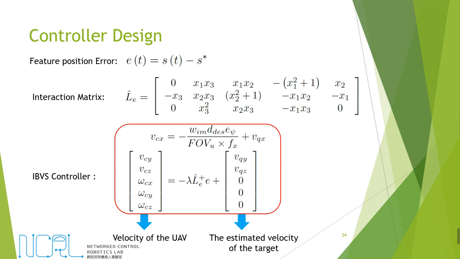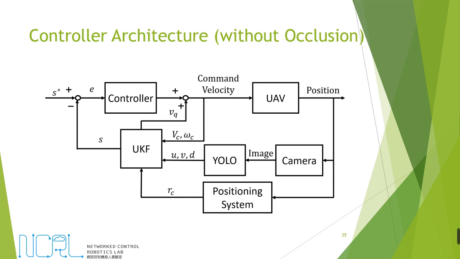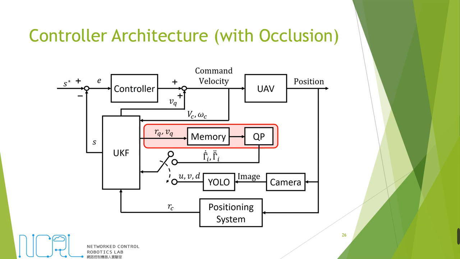And the controller here is designed in this form, and the error signal, as I mentioned before, is the feature error. When this error is zero, that means the target will be in the center of the image. Based on this and the interaction matrix, we can generate the controller, which is the velocity of the UAV. Given that error and the motion of the target, we can calculate what the velocity of the UAV is. Okay, that's the controller. And this is the control architecture, very similar to the previous one, but this one is for the case without occlusion. And the next one is the case with the presence of occlusion.